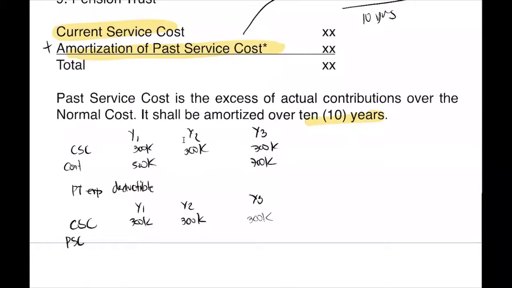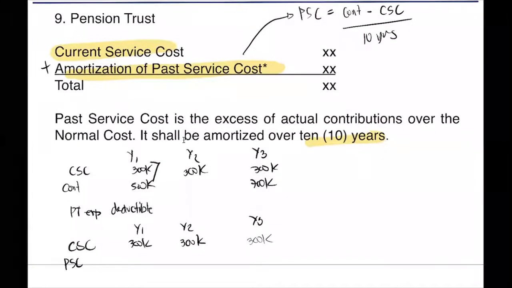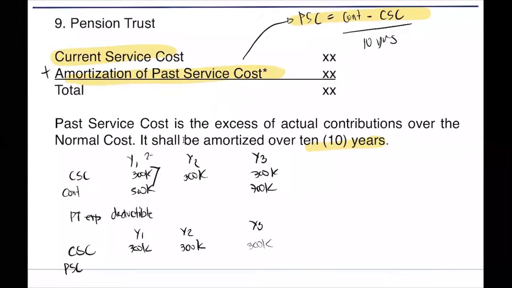So we have here past service cost. Do we have a past service cost here in year 1? Yes, because contributions is greater than current service cost. Okay, so past service cost is equal to your contributions less current service cost. So our past service cost is 200,000. Year 2, do we have any amount of past service cost? 300 versus 300, 0. Year 3, do we have? Yes, 400,000. What do we do with this?